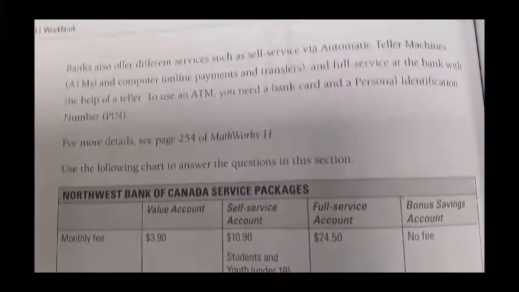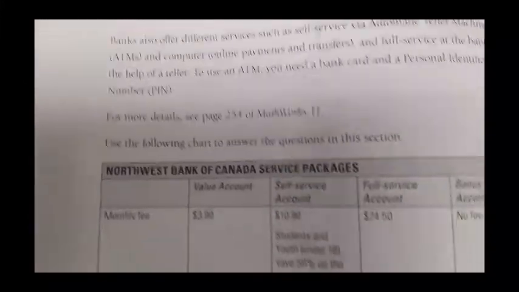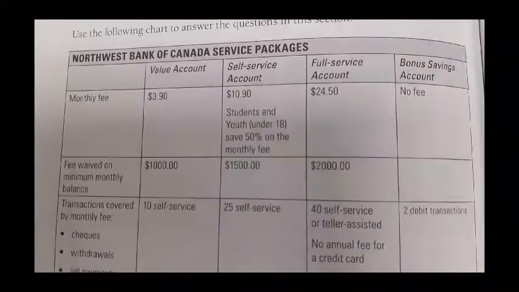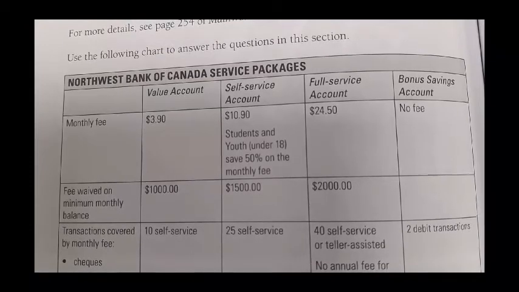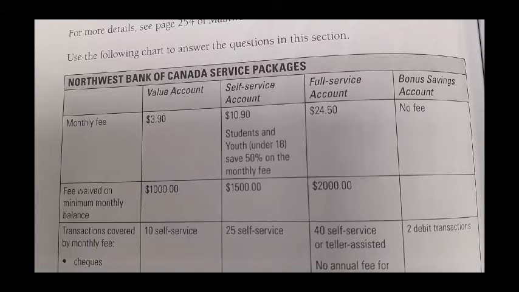If you go to page 280, as you can see over here, there is a chart. The chart talks about the Northwest Bank of Canada service package, and it talks about monthly fee, self-service account, full service account, bonus saving account, those kinds of different types of accounts. And yes, it is important to understand what kind of bank is best suited to me because, for example, the bank that I choose has many different options without penalty, and more chance of getting, who knows, a mortgage in future, because of the good credit that you have.